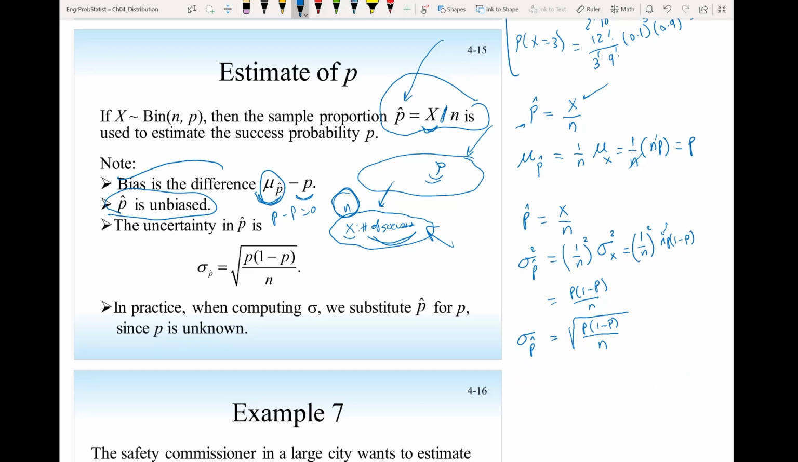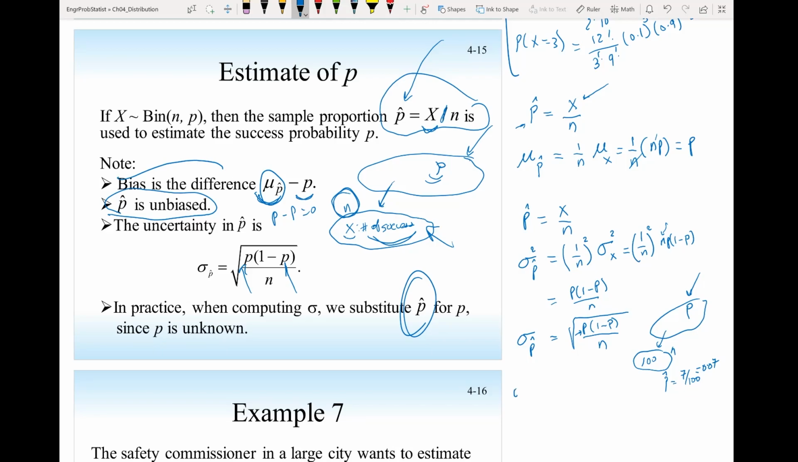For example, if I told you, testing a transistor, you took 100 transistors, so that is n, and you found 7 of them defective. So the probability of defect will be 7 over 100, that's equal to 0.07. So that's your estimate of p in this population. Then if I calculate the uncertainty, I can plug in for p here. I don't have the actual value, so I will plug in the estimated value and calculate the standard deviation.